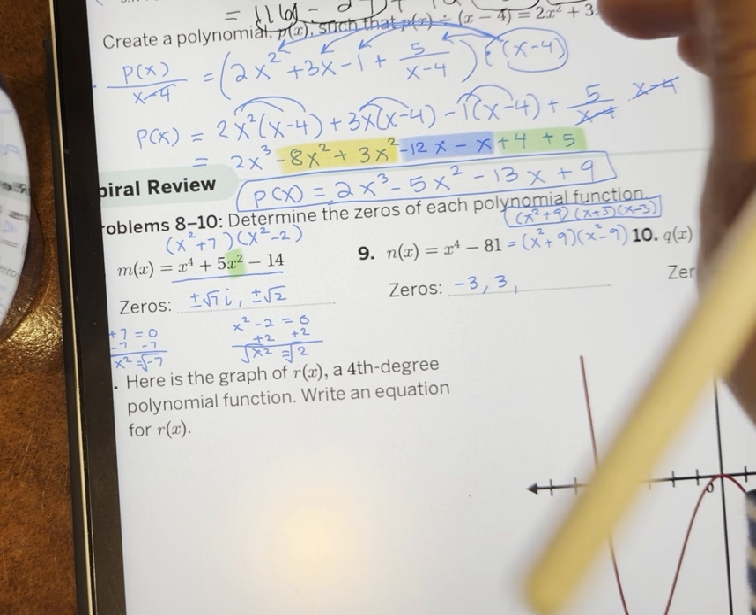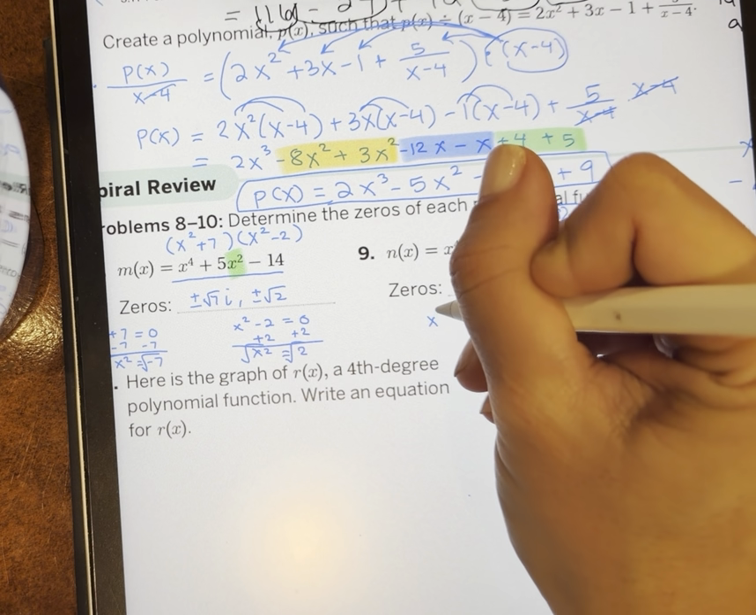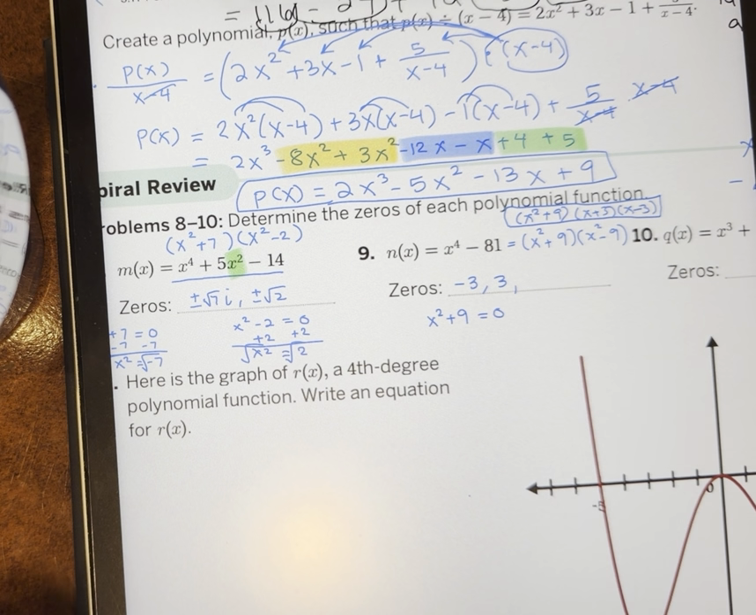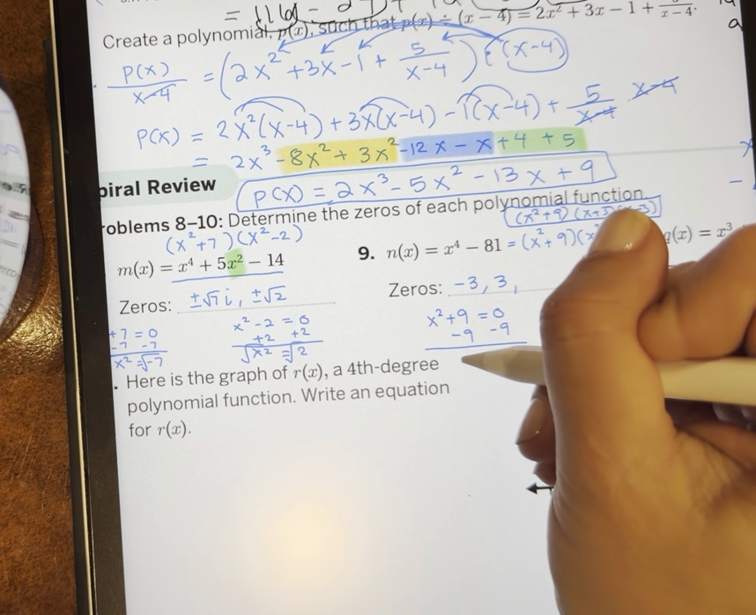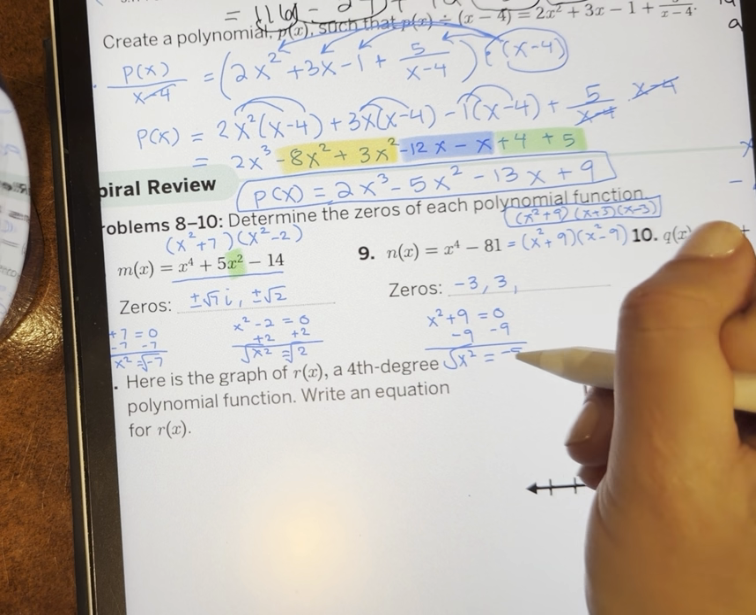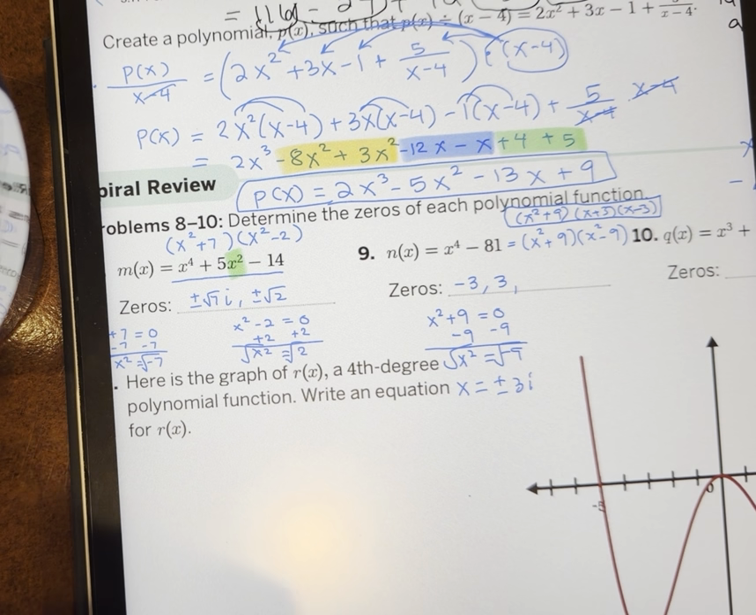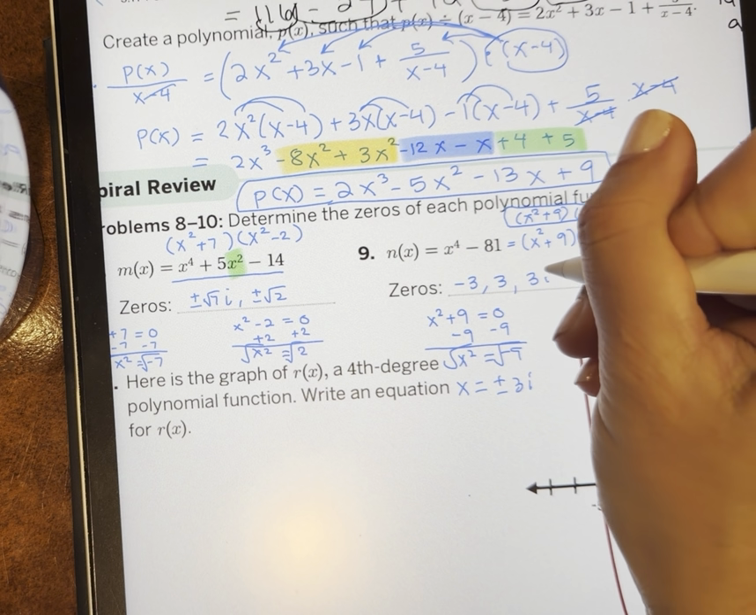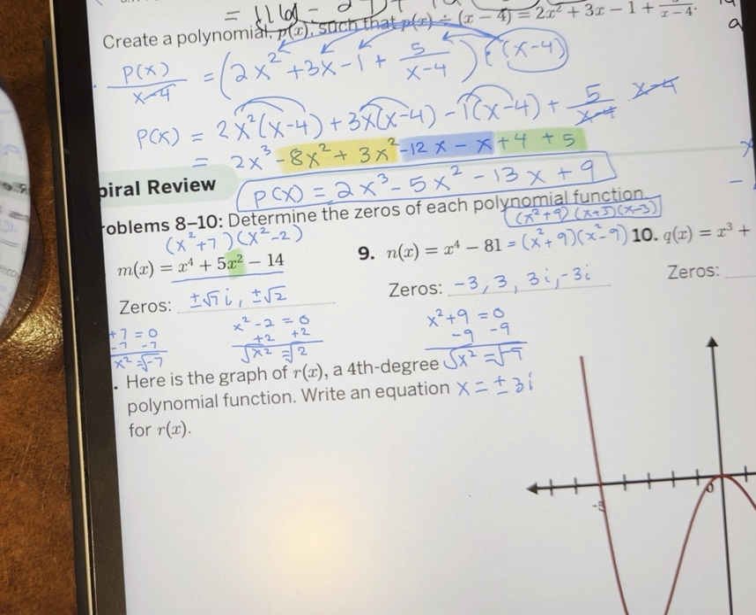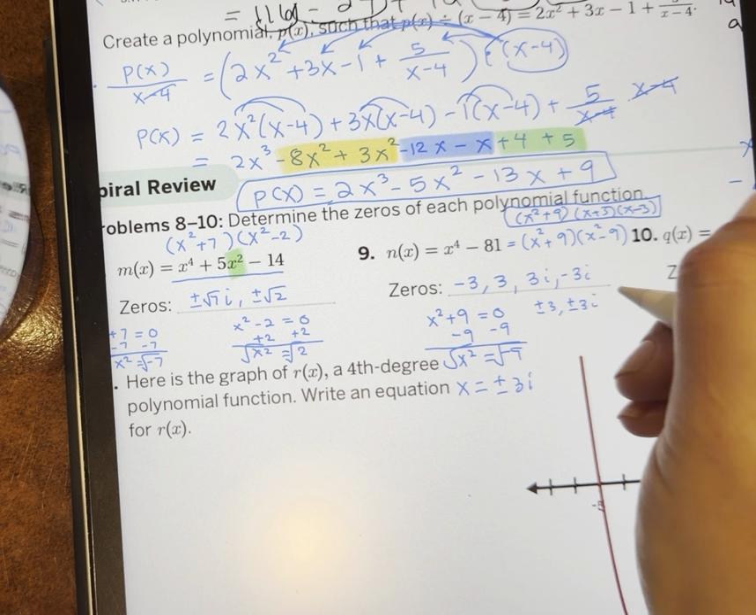And then with the x squared plus 9, we set it equal to 0. And we solve it. So we subtract the 9. It's going to look really familiar to those. We square root. We plus or minus. Square root of 9 is 3. Negative in the radical is an i. So we also have plus or minus 3i. So 3i and negative 3i. I listed it out this time. You could have also done plus or minus 3, plus or minus 3i.